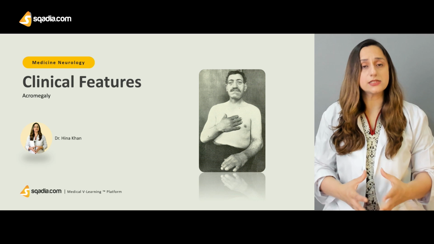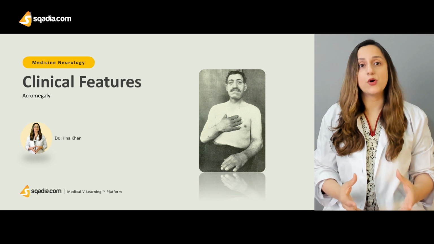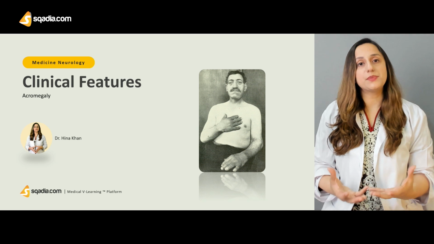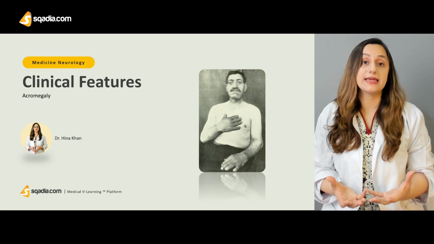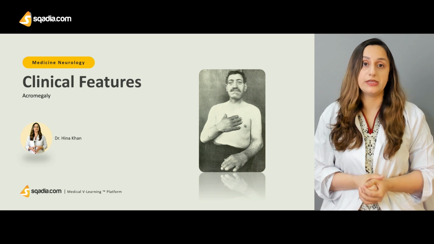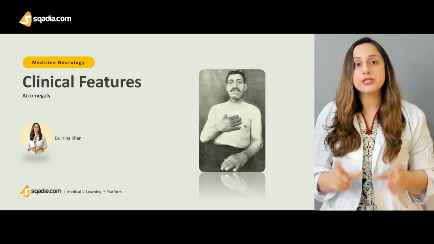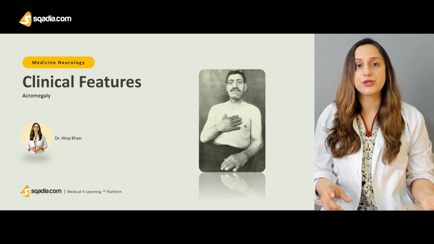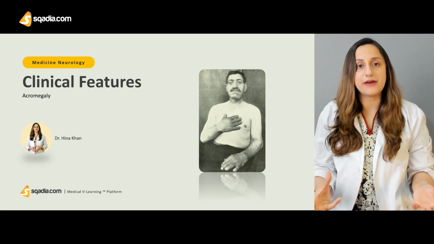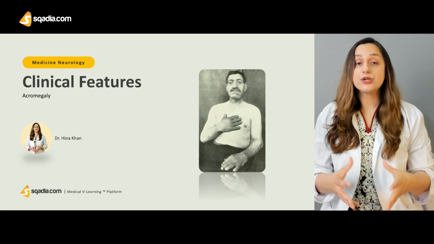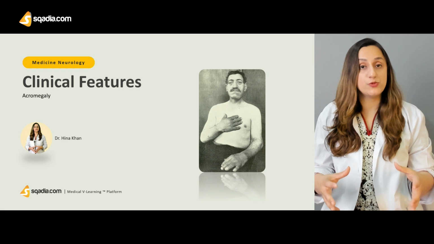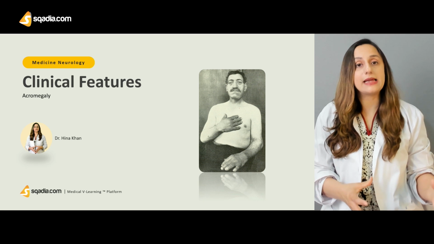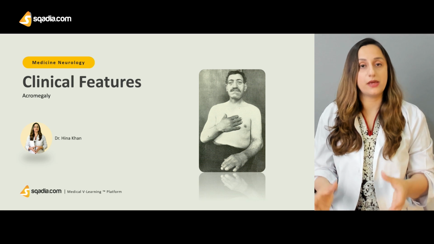So obviously, starting off with the history is very important. You'd be focusing on the complaints that the patient has. The history of presenting illness is very important here, because that is going to highlight whether the patient has had this problem since childhood or has recently developed this condition. We're going to distinguish between these two conditions, that is gigantism on one hand, and acromegaly on the other hand.